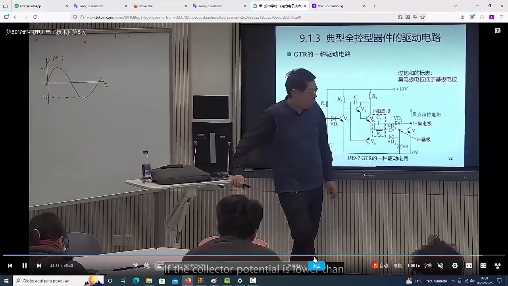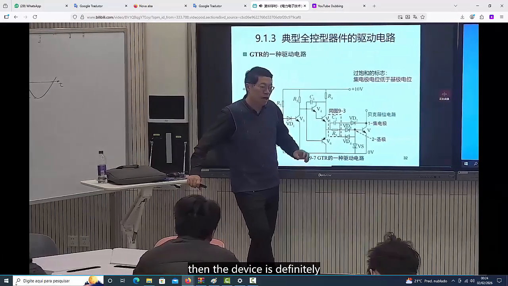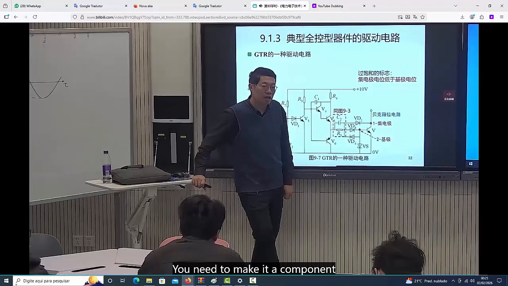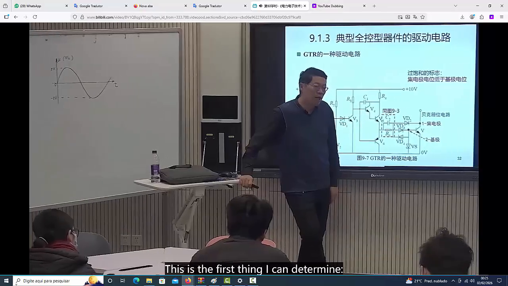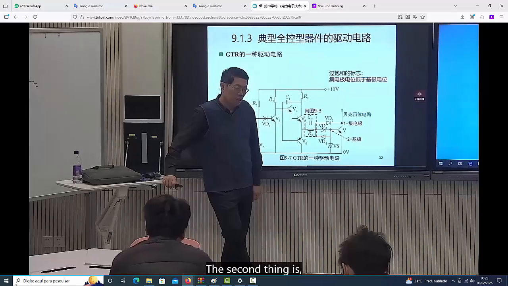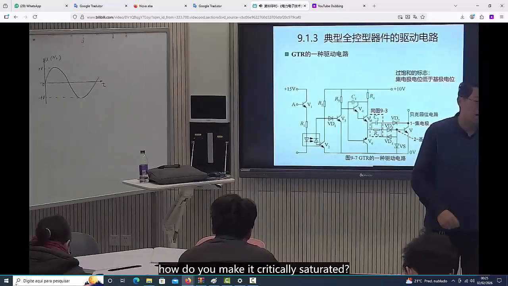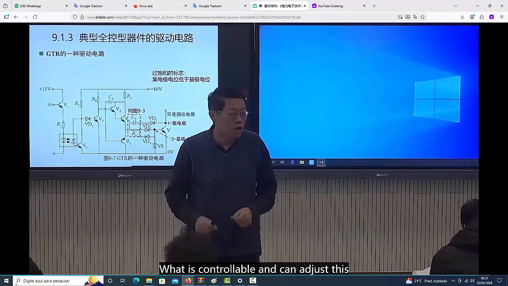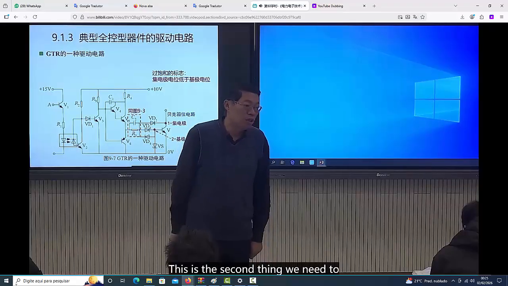If the collector potential is lower than the base potential, then the device is definitely oversaturated, which is incorrect. You need to make it a component protection device. This is the first thing I can determine. What state is it in? The second thing is, even if it is already oversaturated, how do you make it critically saturated? What is controllable and can adjust this state? This is the second thing we need to decide.